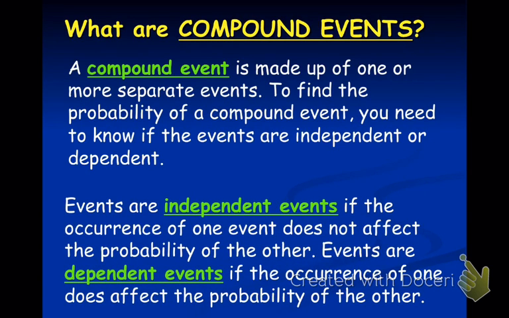Remember, independent events are two things that are standalone. One does not affect the next event. A dependent event is when the next event is affected by the previous event. So when the first event occurs, the second event is affected by it, so the probability changes.